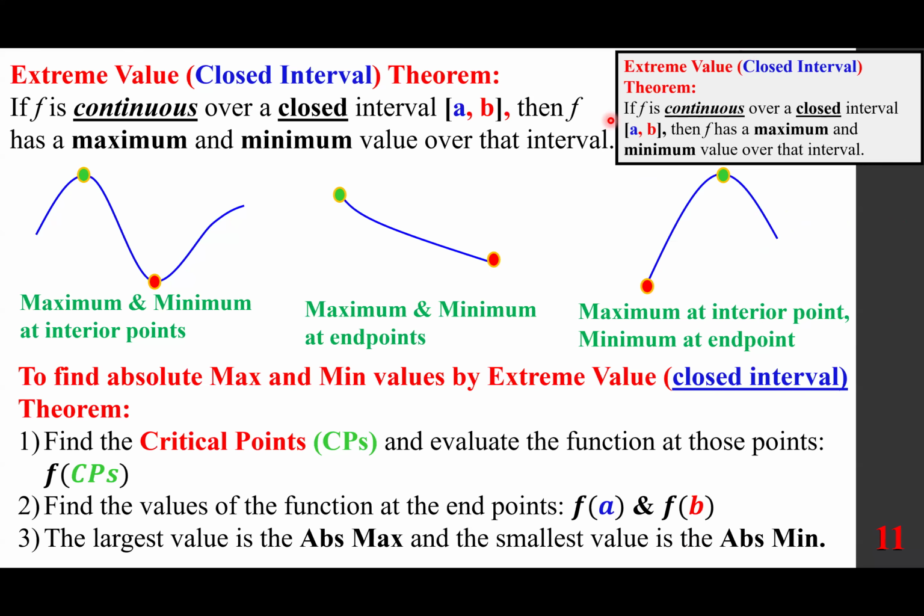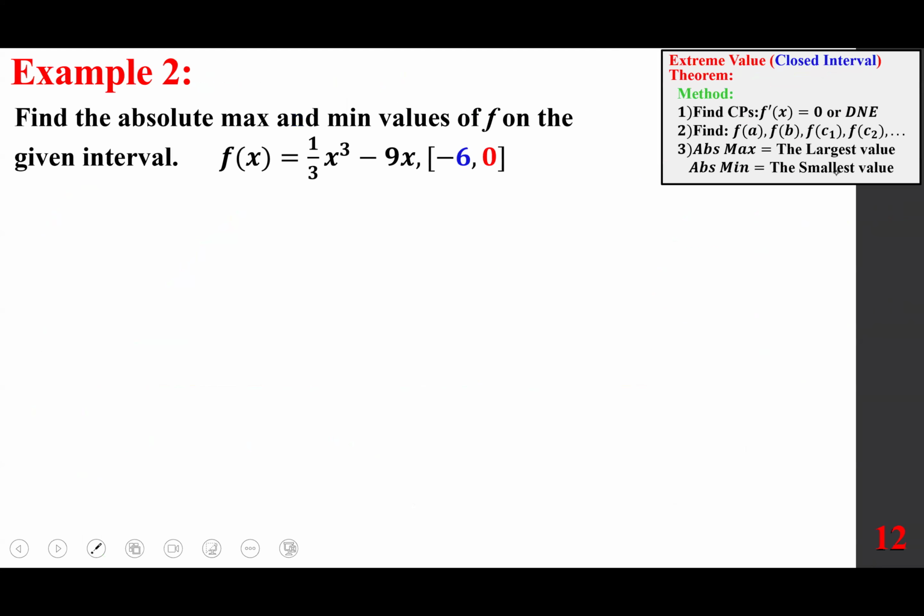So this is repeating what we just said. The extreme value theorem, also known as the closed interval theorem: if f is continuous over a closed interval from a to b, then f has a maximum and minimum value over the interval. So that's the theorem of interest. So having said that, let's look at this very simple example. Example 2. Find the absolute max and min value of the function f of x on the given interval. f of x is 1/3 x cubed minus 9x, and the closed interval is -6 to 0.